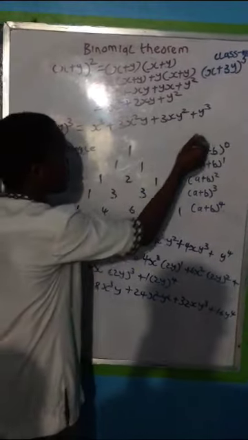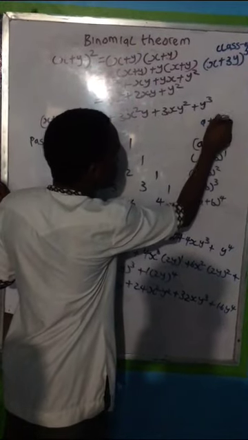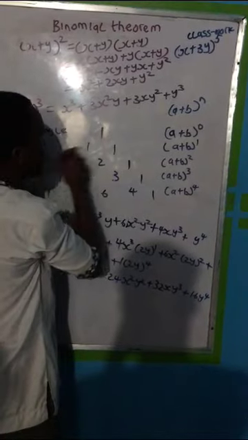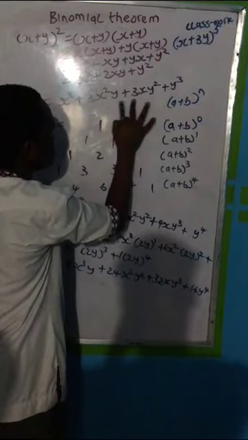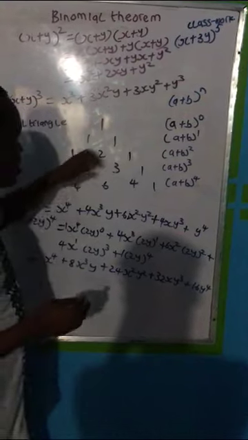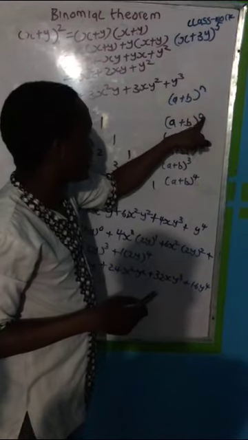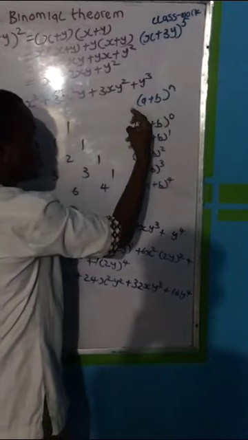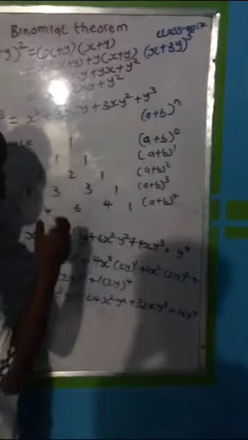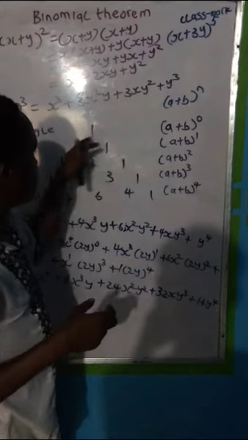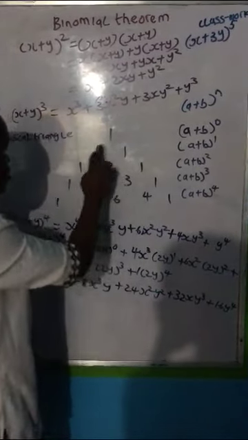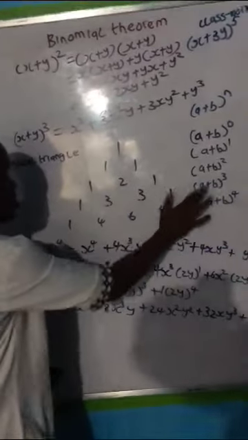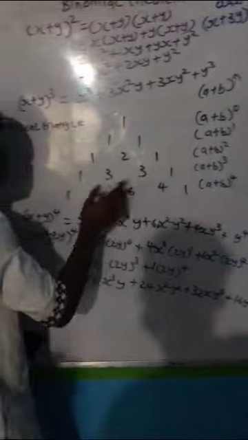Binomial theorem is always in the form a plus b all raised to power n, where n is called the power, we all know that. So if the power n here is 0, it will be a plus b all raised to power 0, then you will use this. If the power is 1, you will use this. If the power is 2, you will use this. If the power is 3, you will use this. And if the power is 4, you will use this.